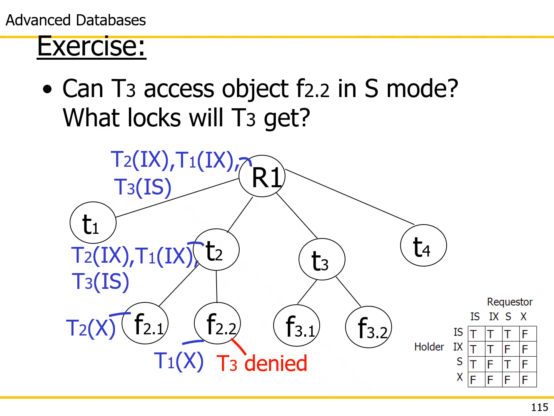Now, if transaction T3 comes in and it requests intention shared, it will be allowed according to our compatibility matrix. It will go to T2, will request intention shared, it will be allowed. When it attempts to read F2.2, which is the second column in the second row, it will be denied because transaction 1 is writing the value there. Okay.